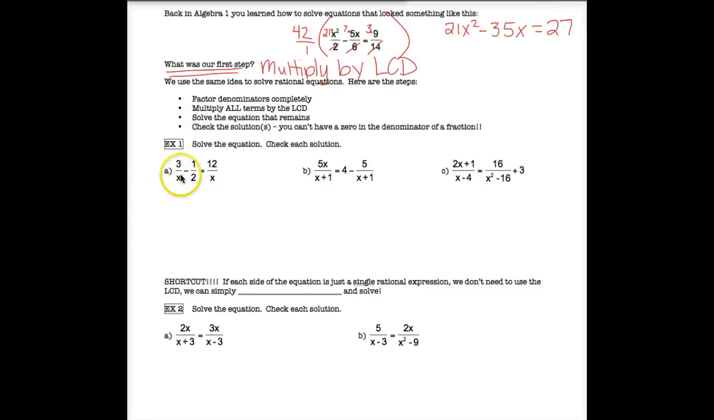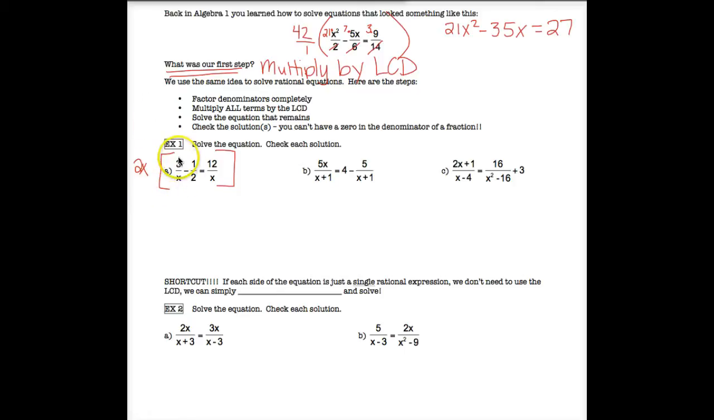All right, so let's take a look here. Factor the denominators completely. Well, all of these denominators are monomials, which means they can't be factored. So I can go ahead and find my LCD so that I can multiply it. So I need an x in my LCD since there's an x here. Since there's a 2 here, I need 2 as part of my LCD. And here has x, but that's already covered. So 2x is my LCD. I'm going to multiply every term, all 3 terms.